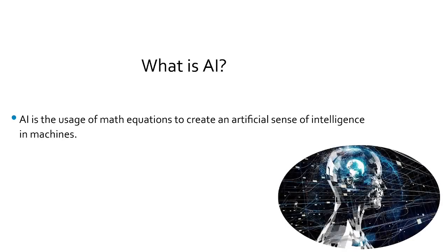An AI is the use of mathematical equations with parameters to create an artificial sense of intelligence in machines. We can use mathematical equations that have different parameters, and by changing these parameters we can accurately model practically any real-world application or formula that may not be easily derived.